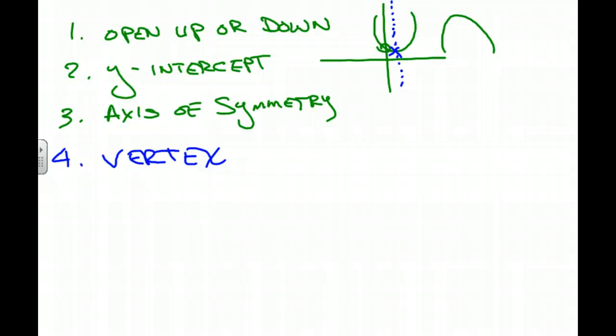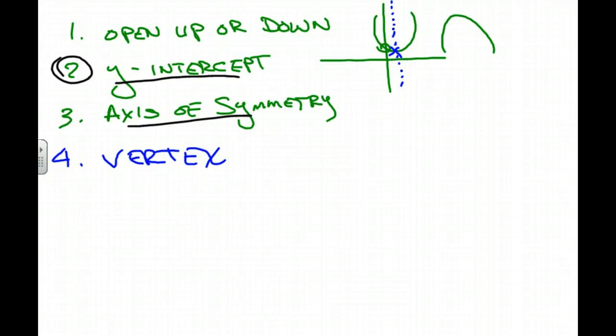So those are the things we're looking for. Those four. Does it open up or down? What's the y-intercept? Where's the axis of symmetry? And where's the vertex? If you're given that much information, all of a sudden you've got enough to graph this. Y-intercept is how many points? 1. But because it's symmetrical, if you know where the y-intercept is on this side, you know where that corresponding point is if you flip it. Okay? So you're really given 2 points knowing the y-intercept.